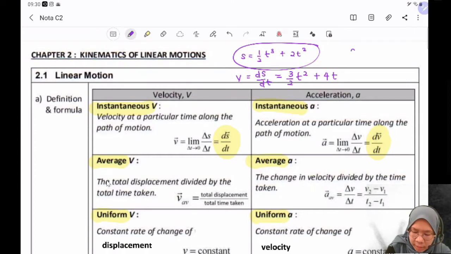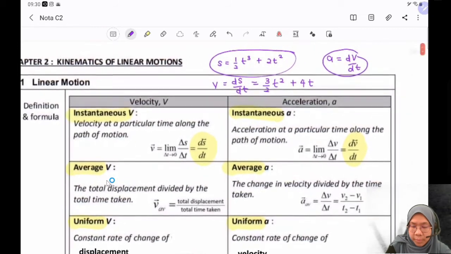Okay, then to get a, you have to differentiate the equation for v. So you will get 2 times 3 over 2 is equals to 6 over 2 t, and then 4t will be left with 4. So that is the new equation for acceleration. Okay, so kena differentiate daripada s, kita differentiate dapat v, and then we differentiate v, kita dapat equation for acceleration.